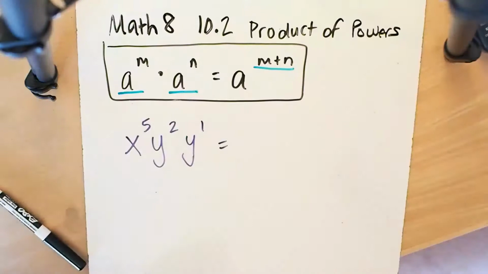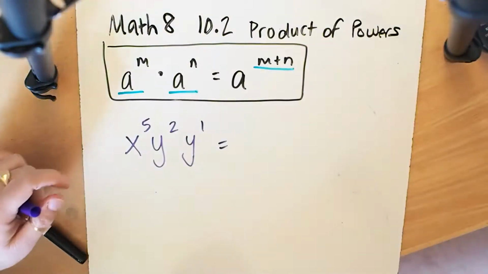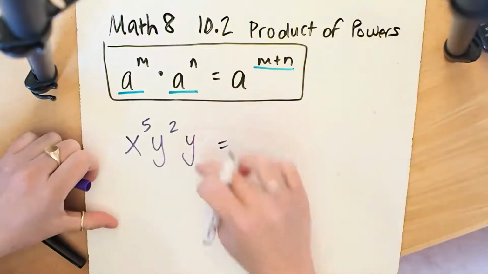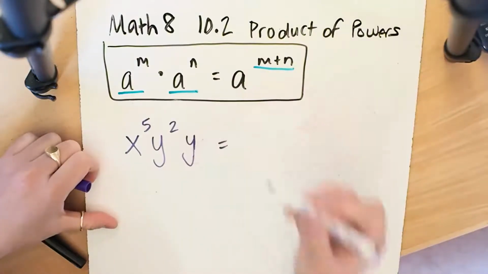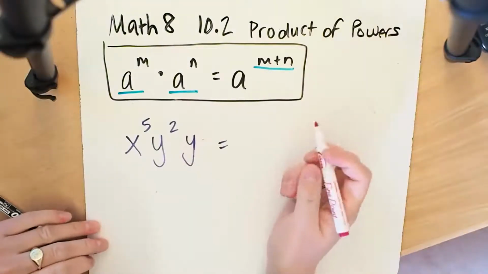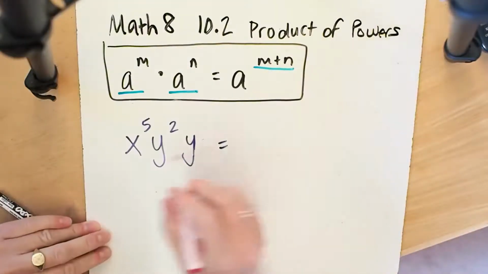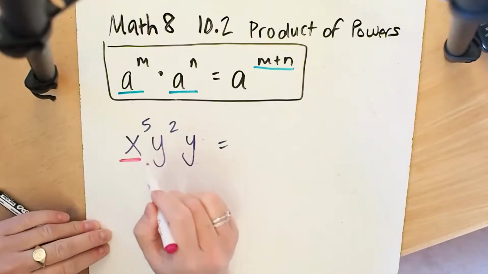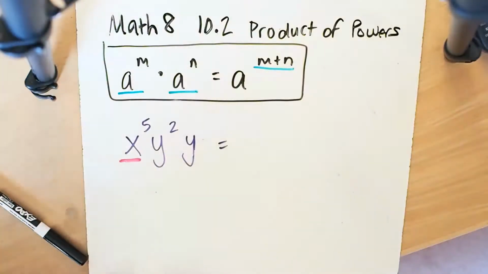In an expression like this one, I have x to the 5th times y squared times y to the 1 power. In some cases, it's not even going to have any exponent because y to the 1 can just be written as y. We have to make sure we're only using the expressions that have the same base. X to the 5th does not share a base because x is different from x and y. It doesn't share a base with anyone.